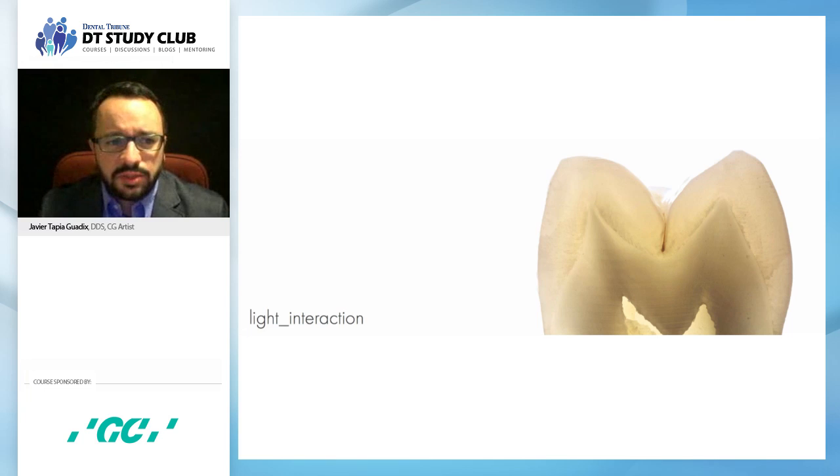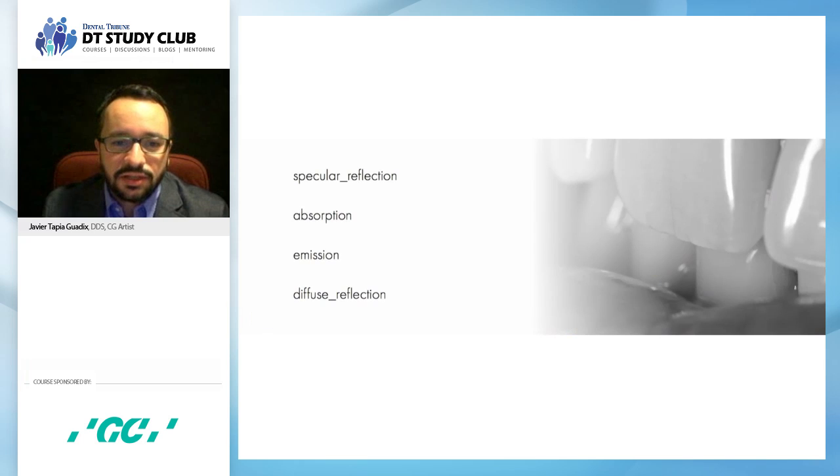So let's talk a little bit about light interaction, because yes, indeed, we have just 3 parameters to define any color: hue, chroma, and value. But let's see how light interacts with the natural tissues and how these parameters are going to be generated, because there are different things that will happen to the light, and we need to control all these different parts. We have the specular reflection, we have the absorption, emission, and diffuse reflection.